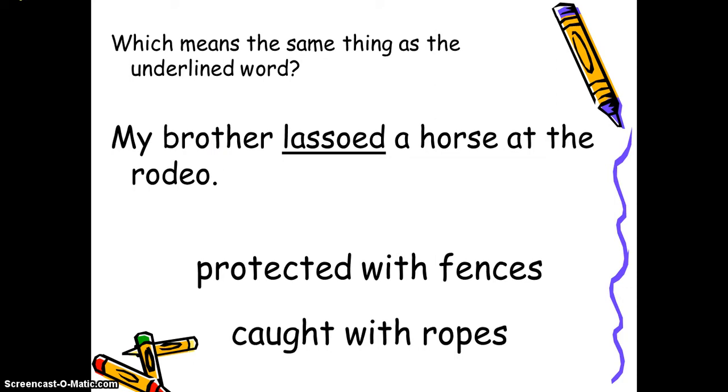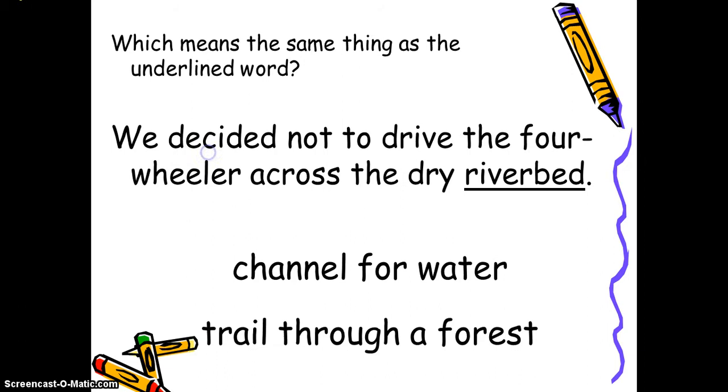My brother lassoed a horse at the rodeo. Which one works? Protected with fences or caught with ropes? Blow the correct one in your hand. Hold it above your head. Shake it around. And say it in 3, 2, 1. If you said caught with ropes, you're absolutely correct. Again, the context clue is that word ropes, which also leads me to the word lassoed.